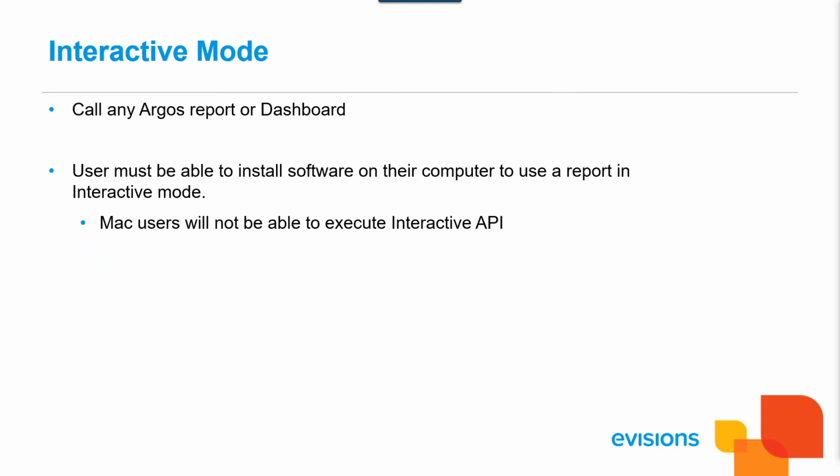Now the last example I'm going to show you for the API is the interactive method. Now remember, this method is only available for report APIs. Now the interactive mode allows you to call any Argos report or a dashboard from a portal, a web page, or third-party applications by running a restricted version of the Argos client on the user's computer. So this means a user must be able to install software on their computer to use a report in interactive mode. Now please note, Mac PCs will not be able to execute an API call.